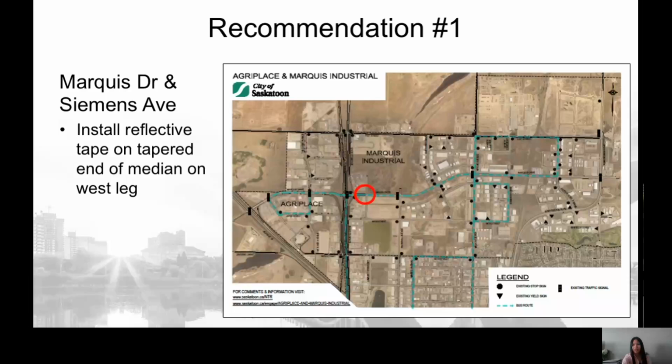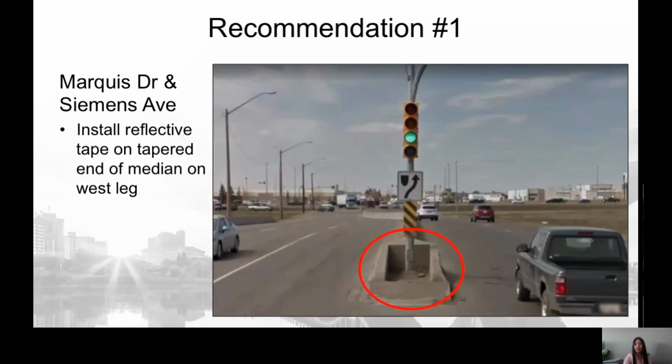Our first recommendation is at the intersection of Marquis Drive and Siemens Avenue, circled in red here on the map. In response to concerns regarding the protruding median, the recommendation is to install reflective tape on the tapered end of the median, circled here.